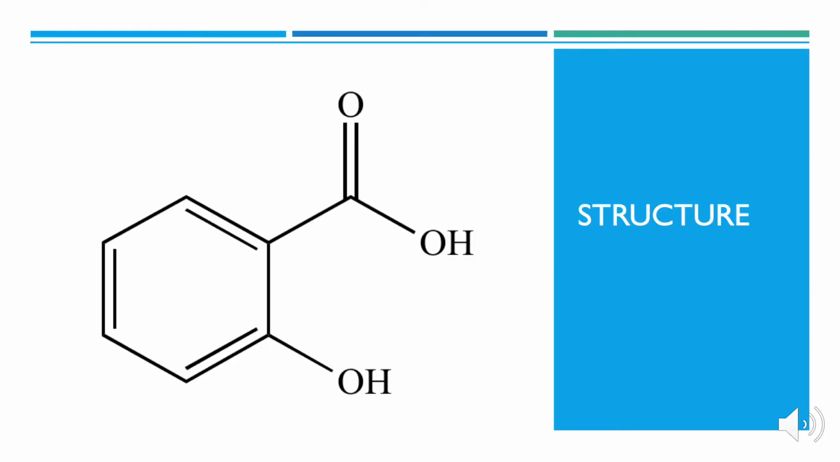Salicylic acid contains a benzene ring with an alcohol and carboxyl group attached on adjacent carbons. The carboxyl group can react with alcohols to form useful esters. Due to its benzene ring, salicylic acid is nonpolar and insoluble in water. Salicylic acid has a pH of 2.98, meaning it is highly acidic.